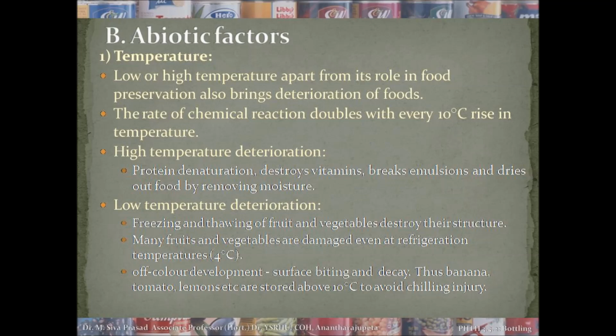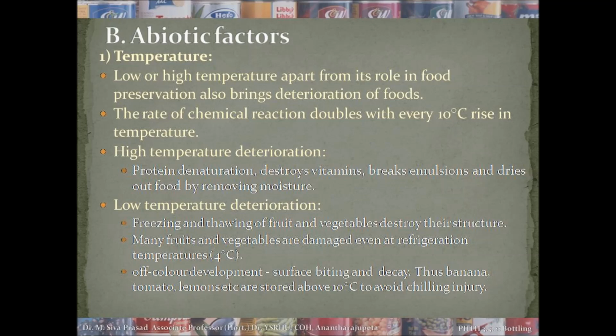And because of the high temperature, the surface moisture is dried up and lost, so the texture becomes dried up and cakey, and the surface becomes dried up as a result of high temperature. Even at lower temperatures, storing them by freezing or refrigeration causes damage to the structure of the fruits or vegetables.